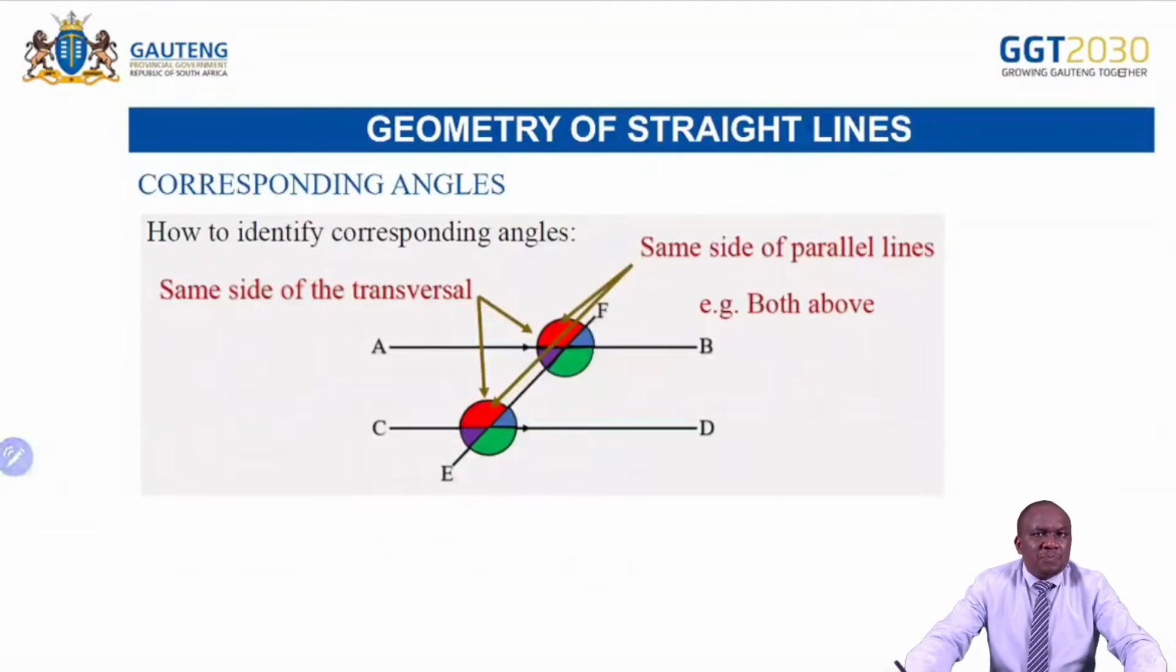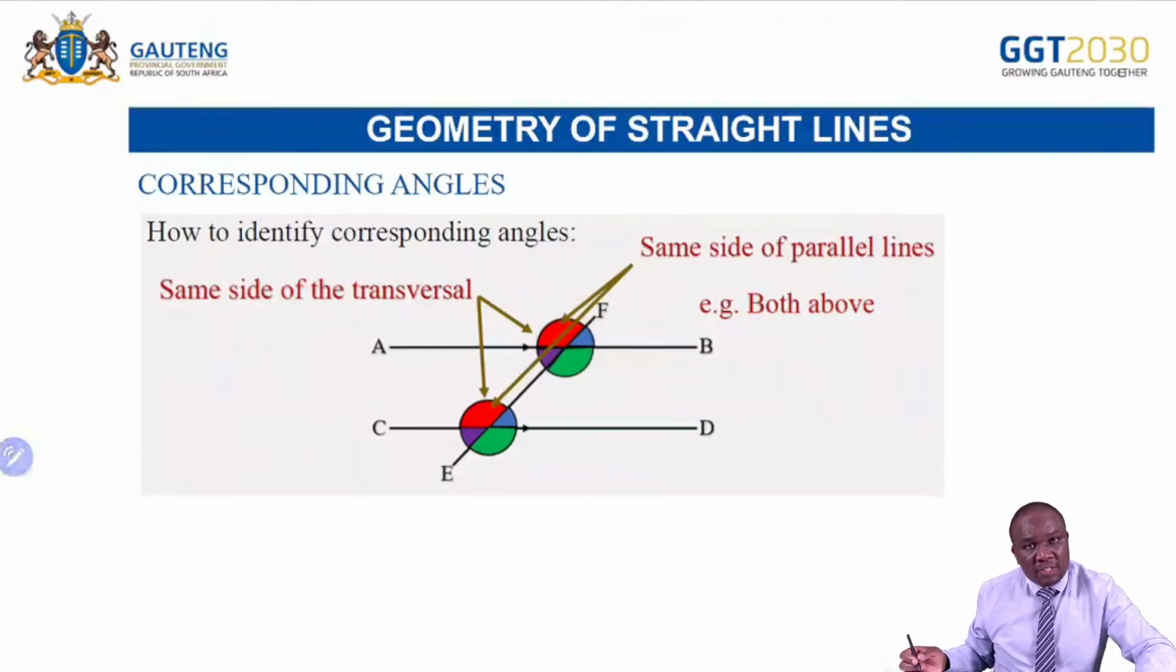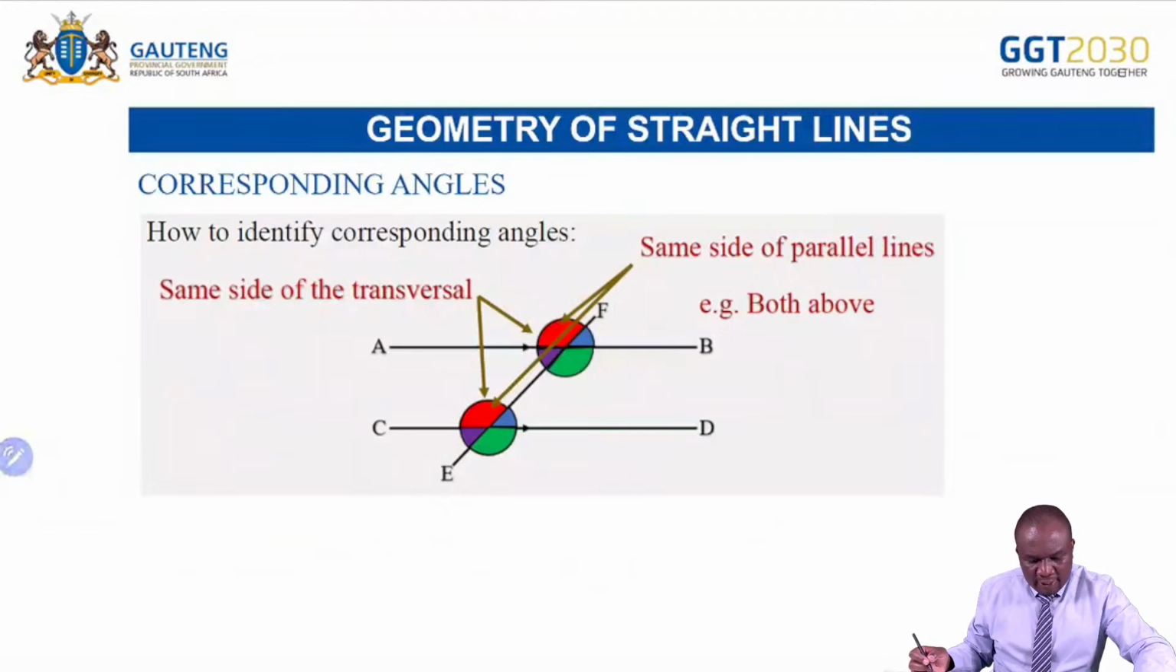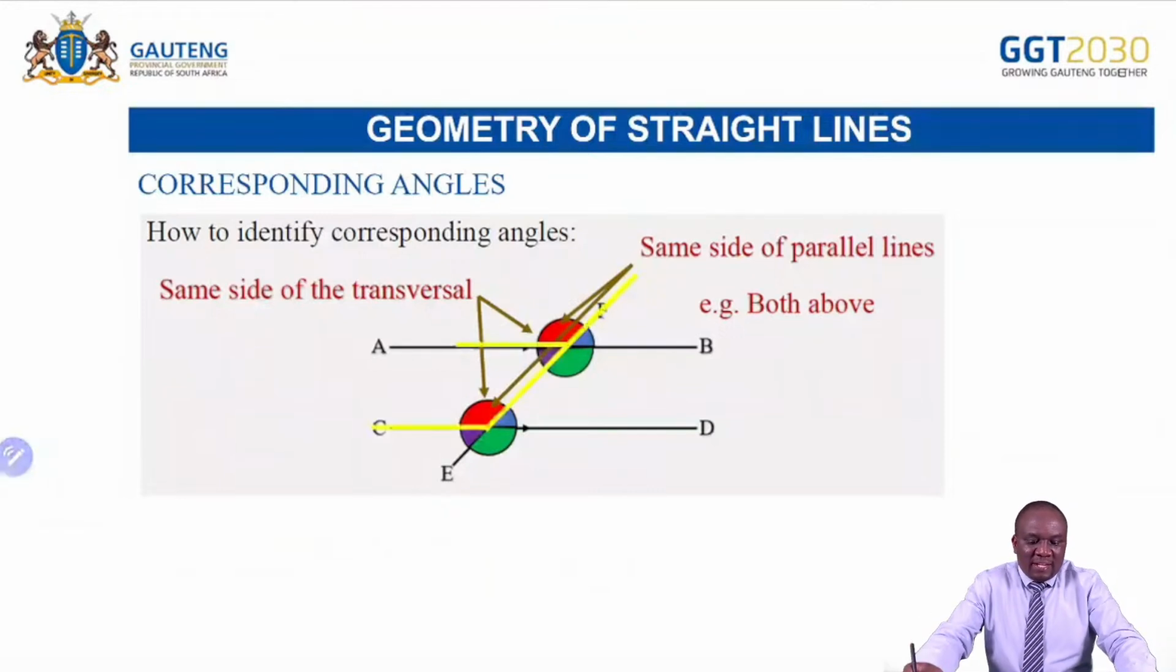Let's talk about corresponding angles. I'm going to use this diagram. How do we identify corresponding angles? I know we talked about this last year, but corresponding angles, how do you identify them? They form the letter F. Right, like if you check here, they are the red ones. Let's check the red ones. They are on the same side of the transversal, and both of them are above the parallel lines.